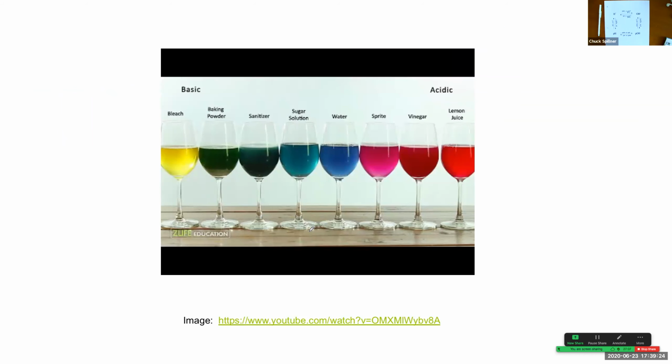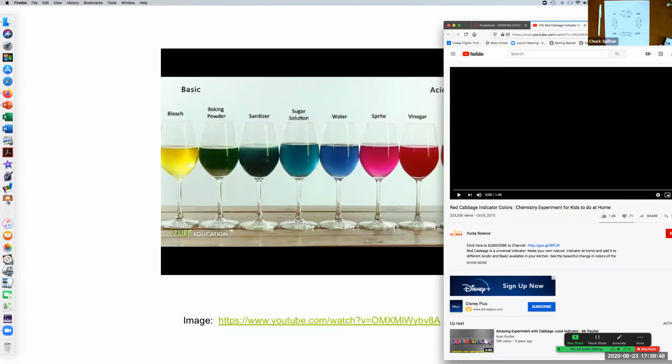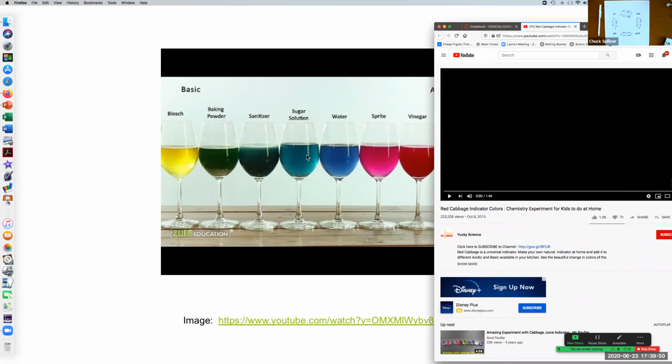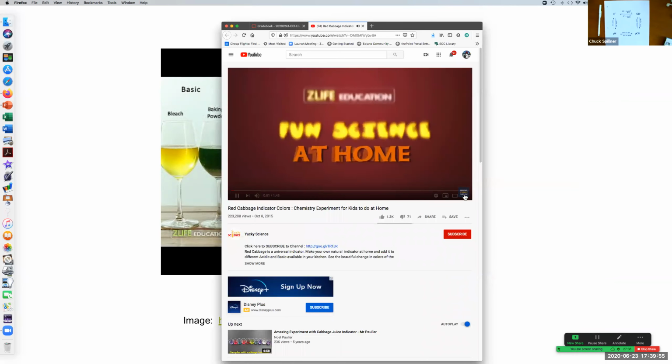So I have a little video here I want to show you about pHs. These are common solutions. We have bleach, baking powder, sanitizer, sugar solution, water, Sprite, vinegar, and lemon juice. They go from basic to acidic, and you see they have different colors, but this is kind of cool. This might be something that you would like to do at home. So here's the video, and I kind of got smart. I loaded this. Hopefully it'll run without an advertisement. Let's see. It did.